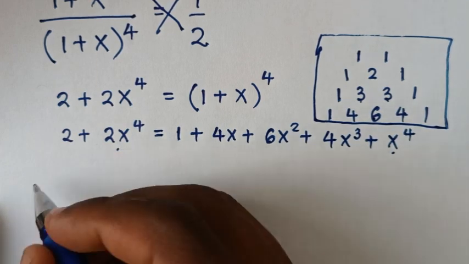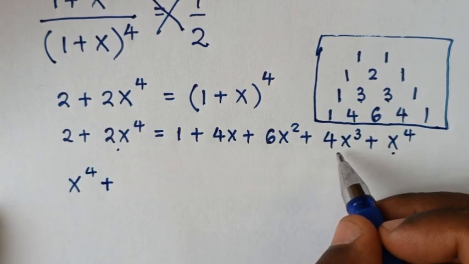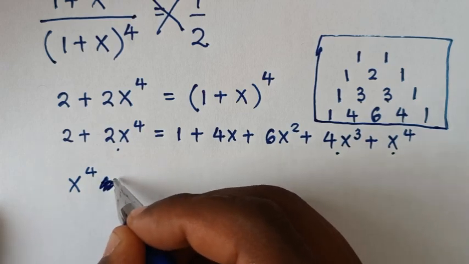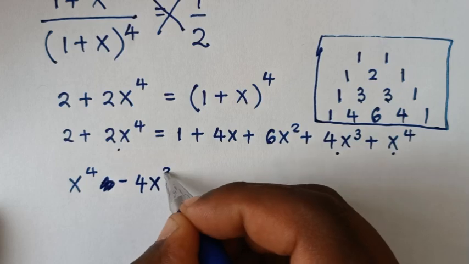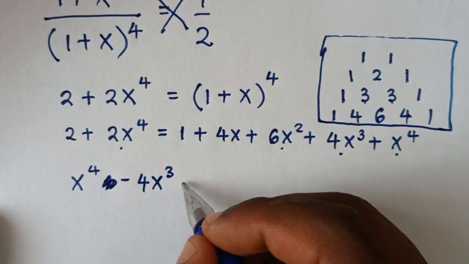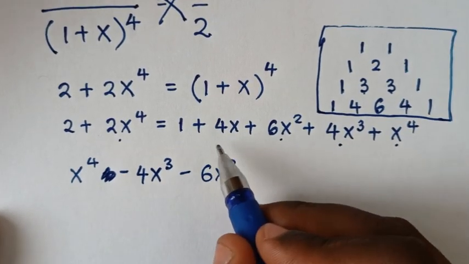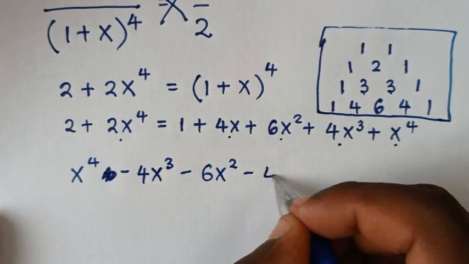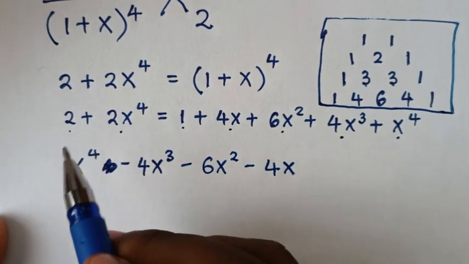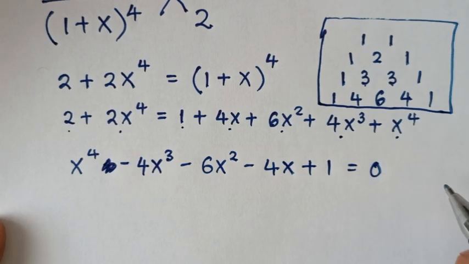Then here we'll take this x^4 to this side, so it will be 2x^4 minus x^4, it will be x^4, plus this with x^3, 4x^3 will take to this side, here it will be minus 4x^3. Then 6x^2 will take to this side to be minus 6x^2. Then 4x will take to this side to be minus 4x. Then with 1, here 1 will take this side to be 2 minus 1, it is 1.